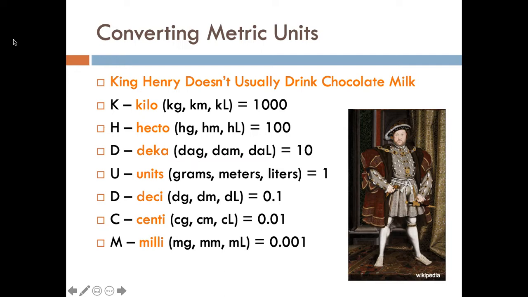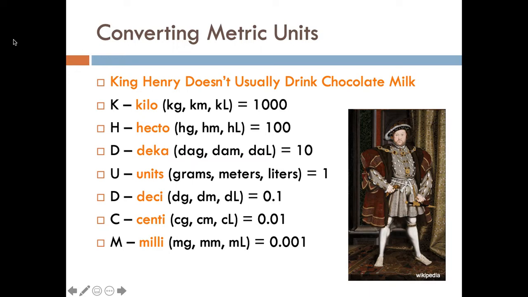So there's a mnemonic device that students will often remember in order to convert metric units. And you'll see different versions of this mnemonic device, but I use this one. King Henry doesn't usually drink chocolate milk. The K stands for kilo, the H stands for hecto, the D stands for deca, the U stands for units, which are base units, 1 gram, 1 meter, 1 liter. The D stands for deci, the C stands for centi, the M stands for milli, and those are the prefixes. So kilograms, kilometers, kiloliters, milligrams, millimeters, milliliters.